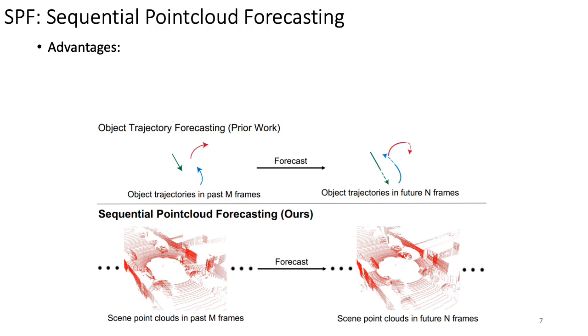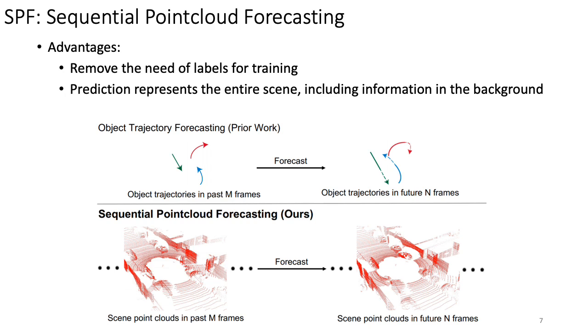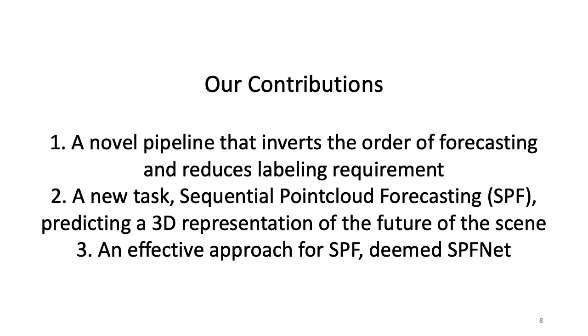Now let's focus on the first step in the pipeline, sequential point cloud forecasting. We already know that this new task does not require human annotation for training, which is good. What else do we know about this new task? Well, one other benefit is that the prediction of our SPF task represents the entire scene, which includes important information about both the foreground objects and background scene.